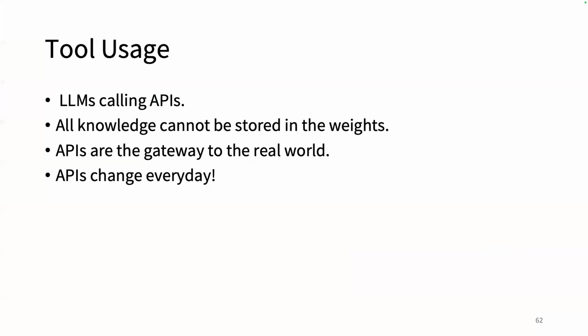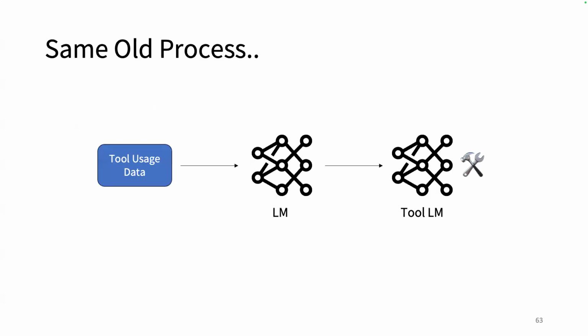So why do we need APIs in the first place? All knowledge cannot be stored in the weights. So we need the models to be capable of accessing the real world, and APIs are like the gateway to the real world. And the unfortunate fact is APIs change every day, and we can't train our LLM every day. So we need LLMs that generalize to new tools.